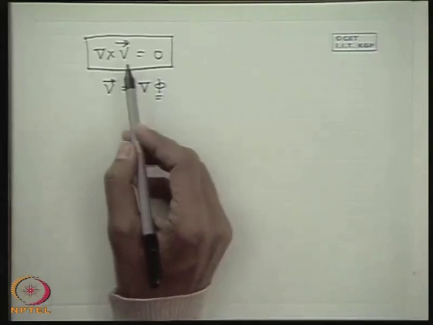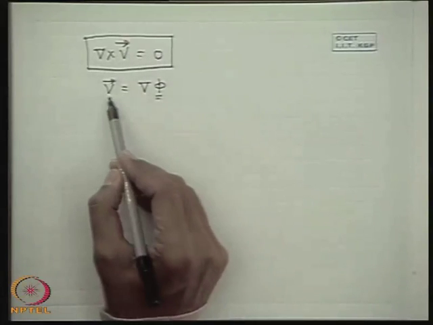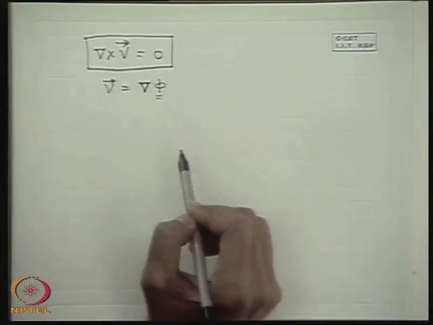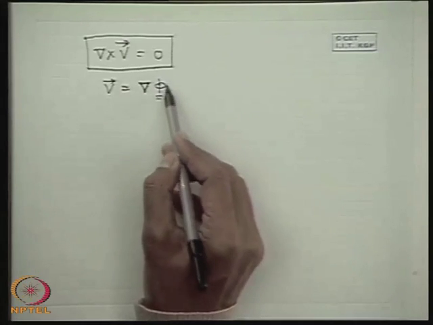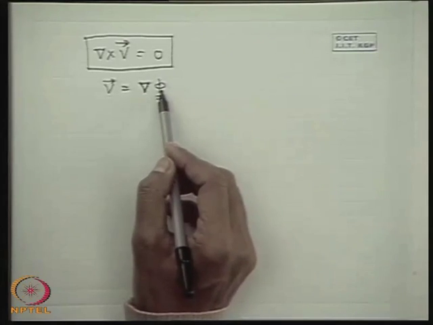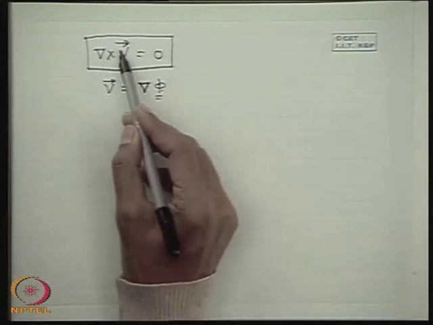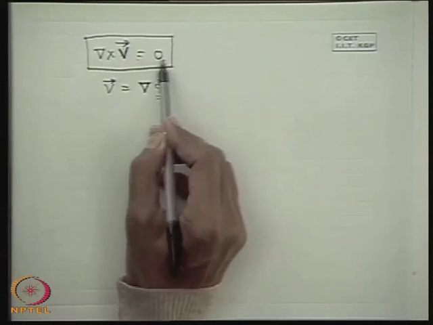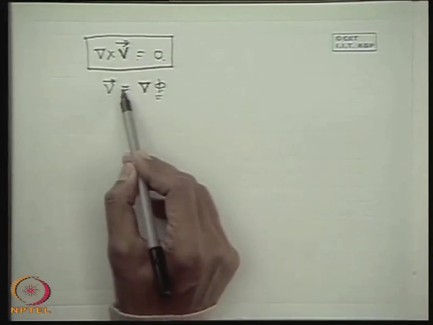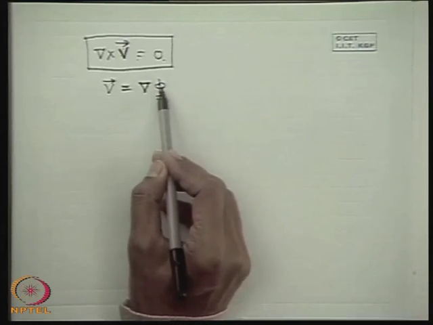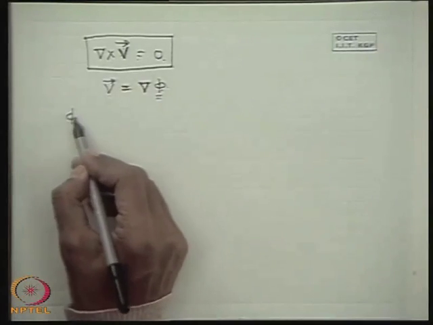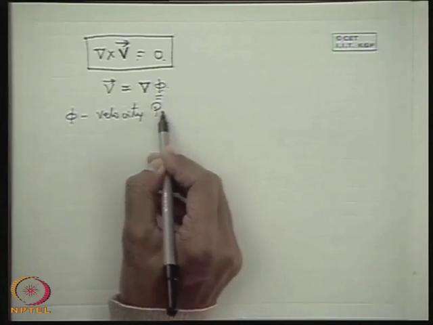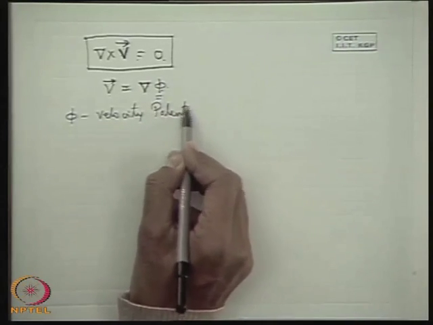So this is a mathematical theorem that if the curl of any vector is 0, that vector can be expressed as the gradient of a scalar function. This scalar function phi is known as the potential function. If this vector is the velocity vector, in the case of irrotational flow, the curl of this velocity vector is 0, then the velocity vector can be obtained as the gradient of the scalar function phi, which is known as the velocity potential function, or simply velocity potential.